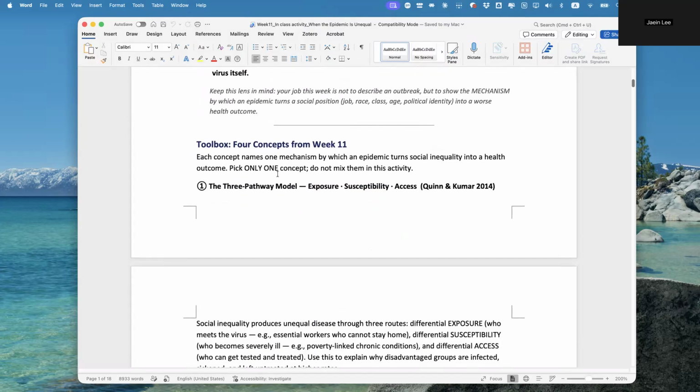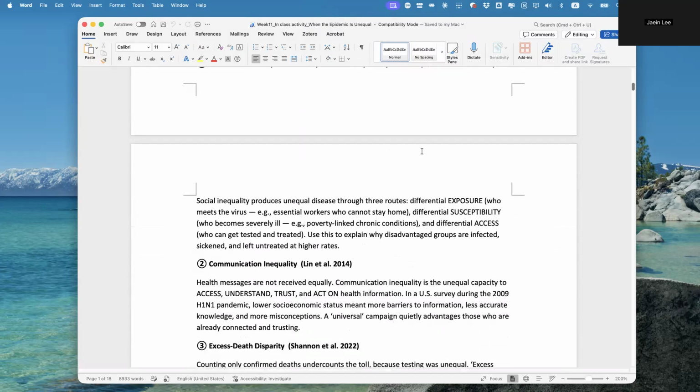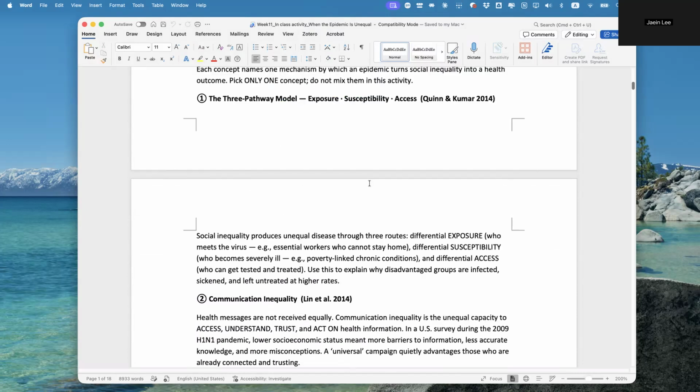So there were four concepts in week 11: the three pathway model, exposure, susceptibility, who is most severe, and who has more access to the care and the test. So this is the first notion, the first theory we learned here, right?